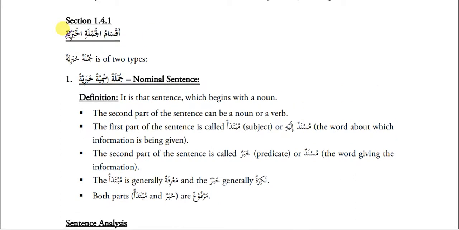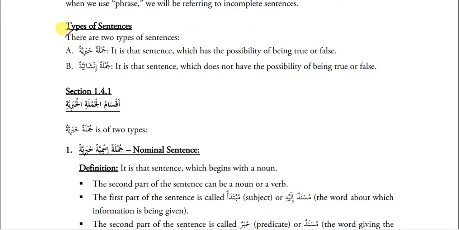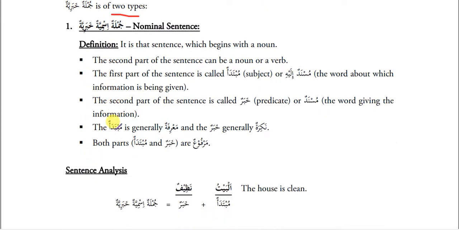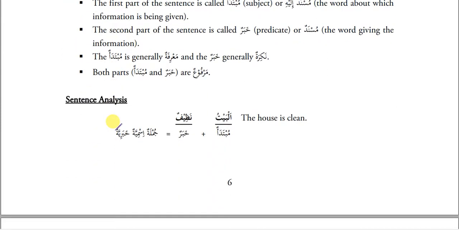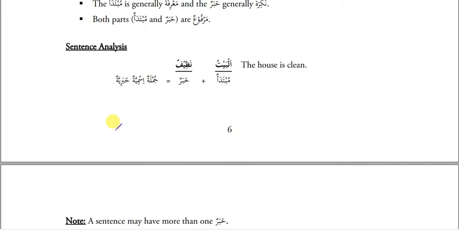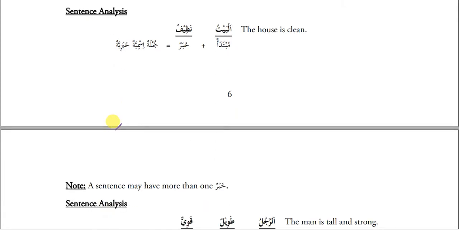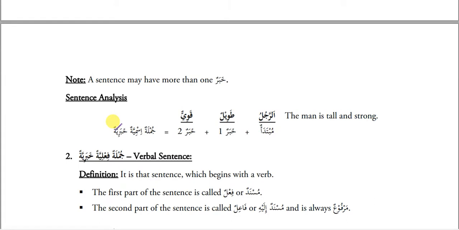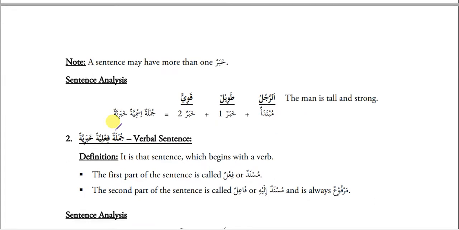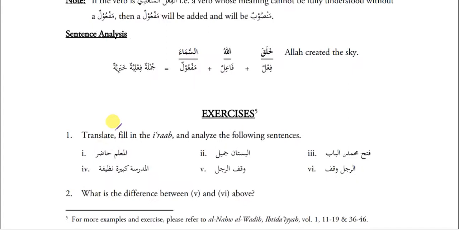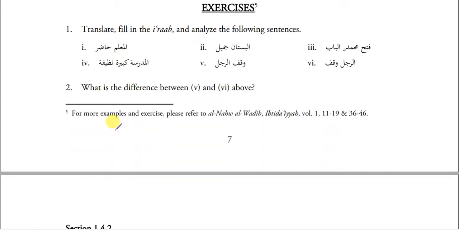But generally, here is the main point we can also learn. We have two types of sentence: the jumla ismiya and jumla fe'liya. We already know which one is jumla ismiya. A sentence which starts with ism is called jumla ismiya, and a sentence which starts with fail is called jumla fe'liya. Okay, in this chapter we only have to learn this.